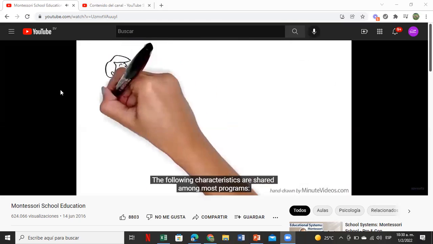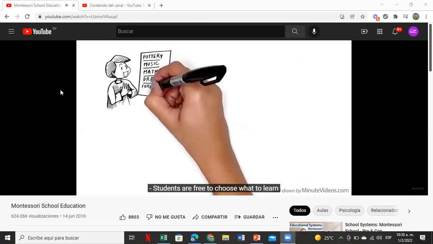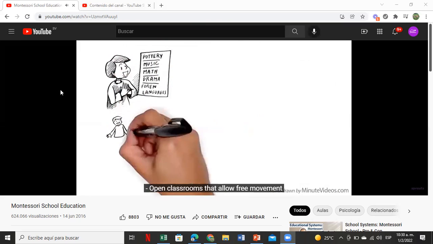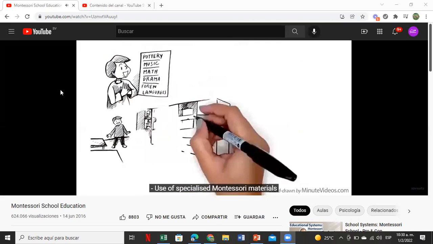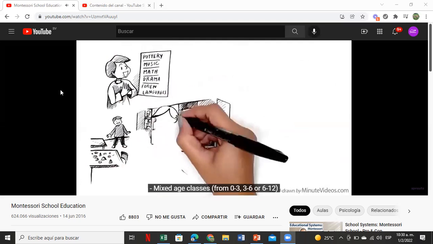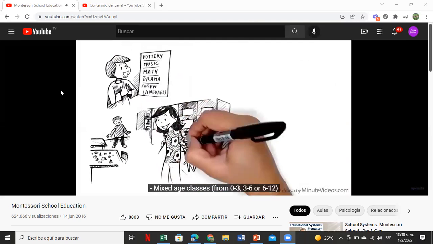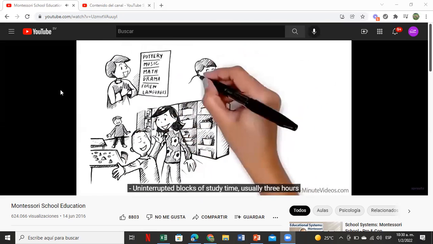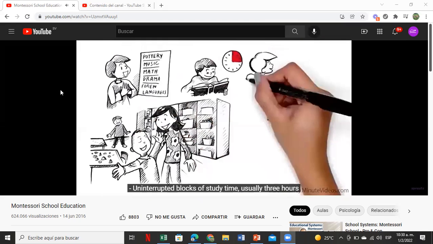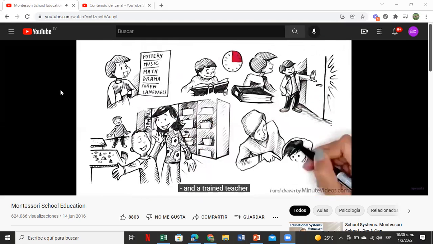The following characteristics are shared among most programs. Students are free to choose what to learn. Open classrooms that allow free movement. Use of specialized Montessori materials. Mixed age classes from 0 to 3, 3 to 6, or 6 to 12, so children can learn from each other. Uninterrupted blocks of study time, usually 3 hours. No grading or homework, and a trained teacher.